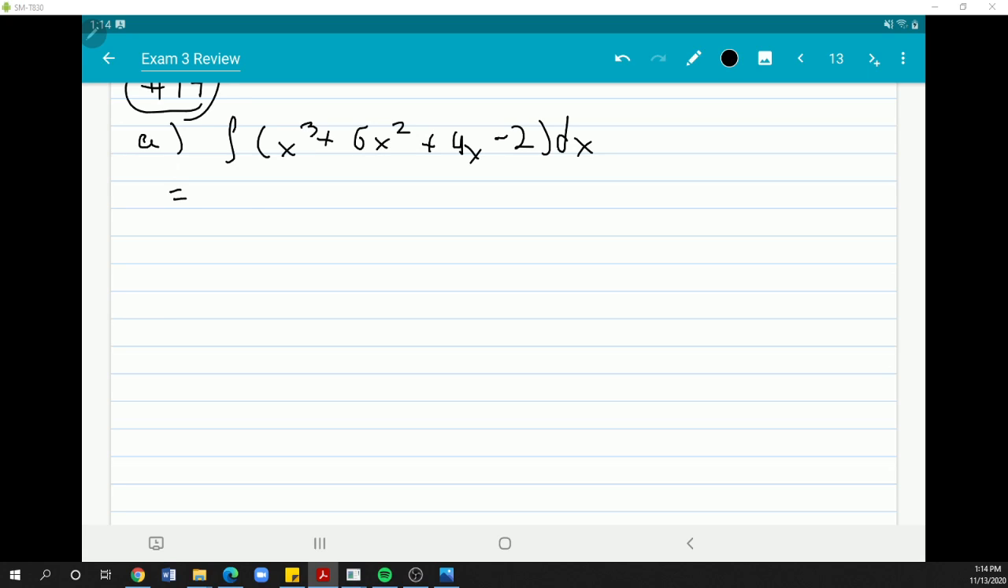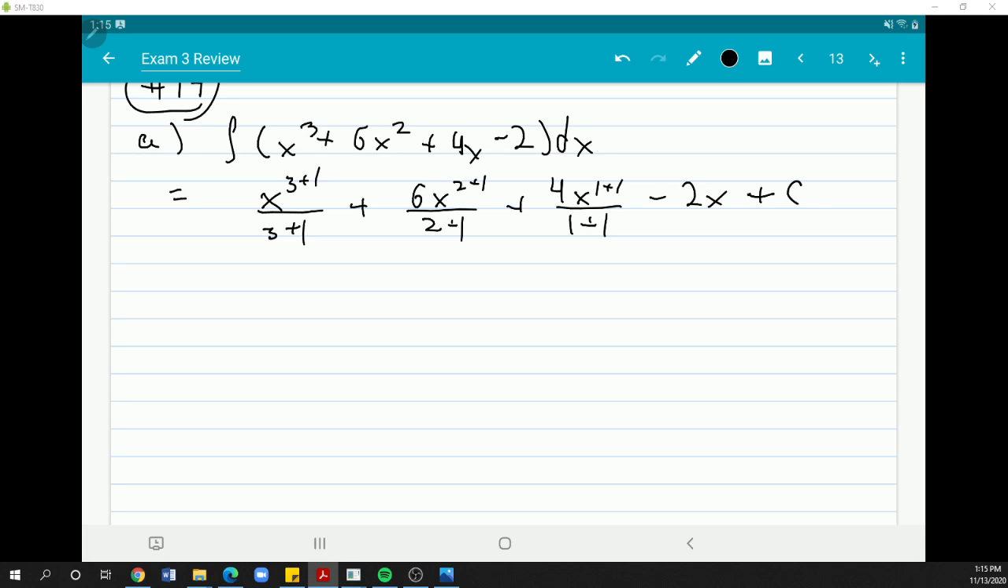So here, by power rule, this is the unique time that I'll actually write out the power rule. Every other time I'm just going to make a shortcut. But if I use the power rule, I get x to the 3 plus 1 over 3 plus 1, 6x to the 2 plus 1 over 2 plus 1, plus 4x to the 1 plus 1 over 1 plus 1, minus 2x, plus my constant of integration c. Can't forget that.